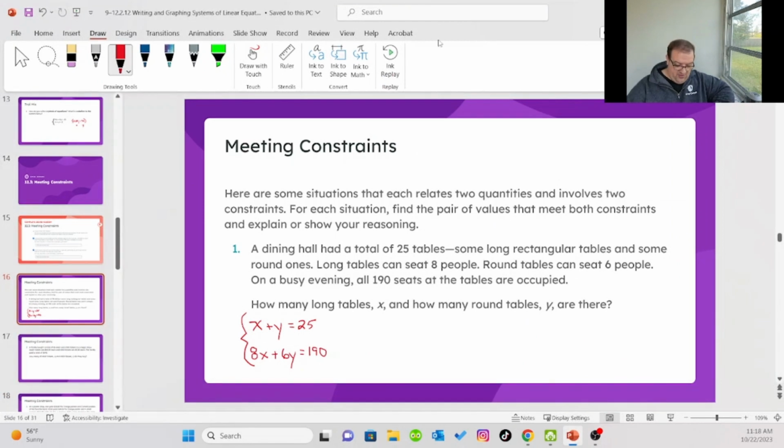So we have x equals 20 long tables and y equals 5 round tables. So we need to understand how to create the equations, how to type those equations into a graphing calculator, and then how to find that where those lines cross is the solution to our system of equations.